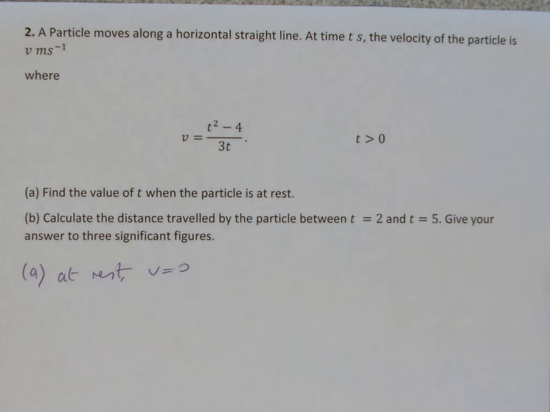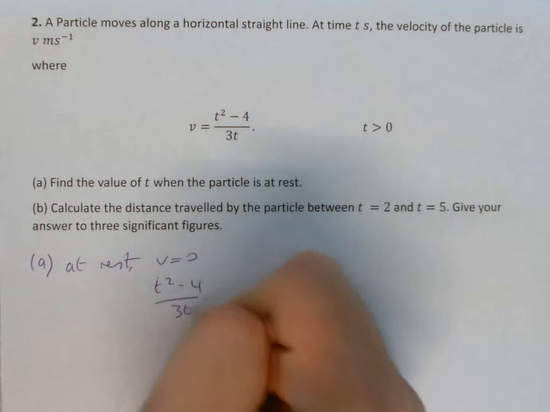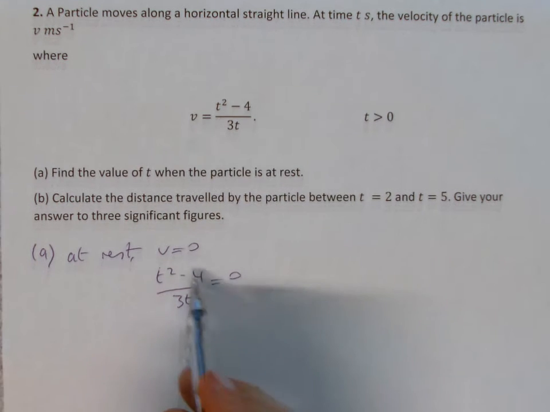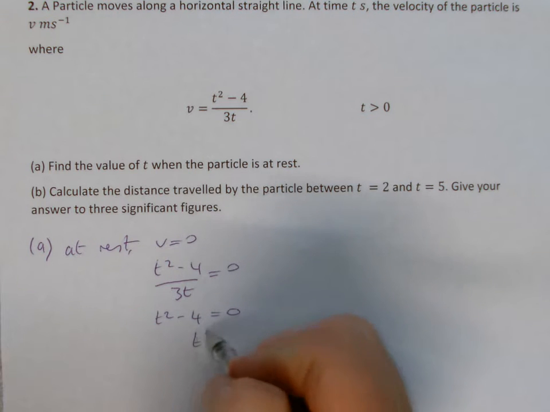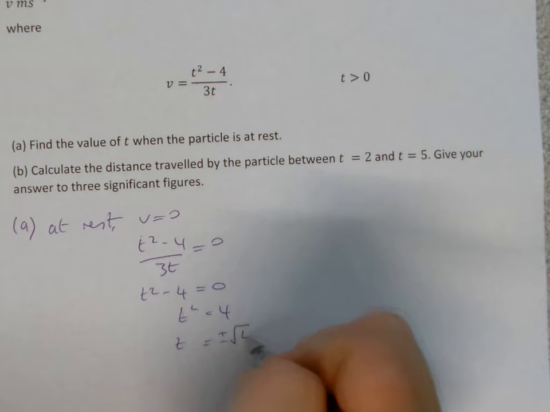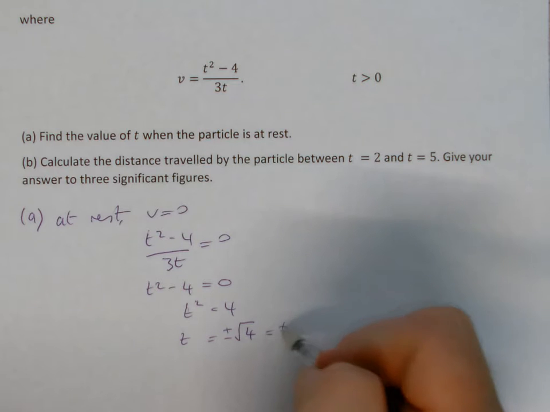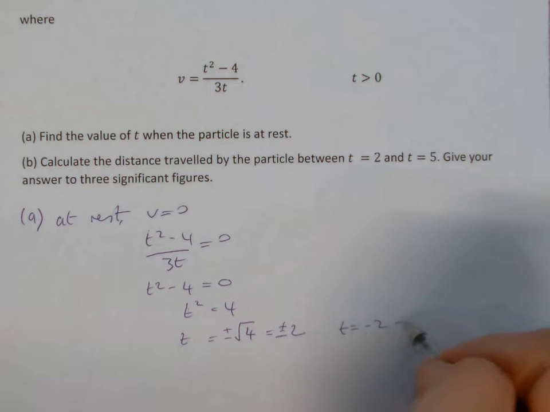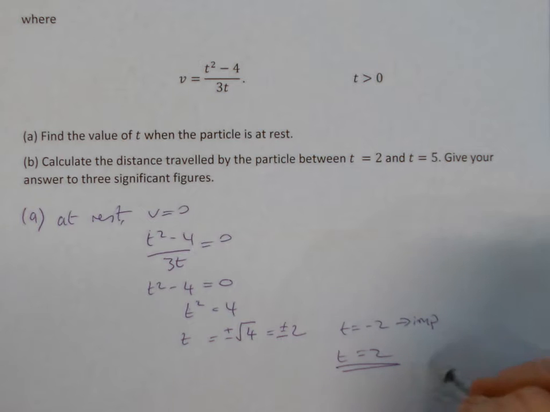It might stop just for a moment, but when it is at rest, v is equal to 0. So we can put that expression equal to 0. If that equals 0, the top has to equal 0 as well, doesn't it? So t squared minus 4 is 0. So t squared will equal 4, which means t will equal plus or minus the square root of 4, which is plus or minus 2. You can't have t equals minus 2, that's impossible. Can't have negative time. So t will equal 2 when at rest.